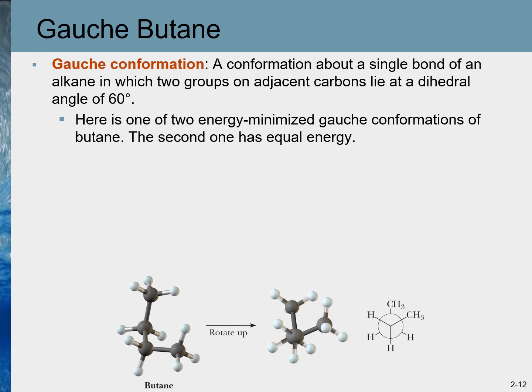Apart from anti and eclipse conformation, butane molecule has a third major conformation, and this conformation is known as Gauche conformation. In this conformation, the molecule adopts a geometry in which the methyl group connected to number 2 is in the middle of the two groups or atoms connected to number 3, but they are not at the anti position. So let me explain with the help of a Newman projection.